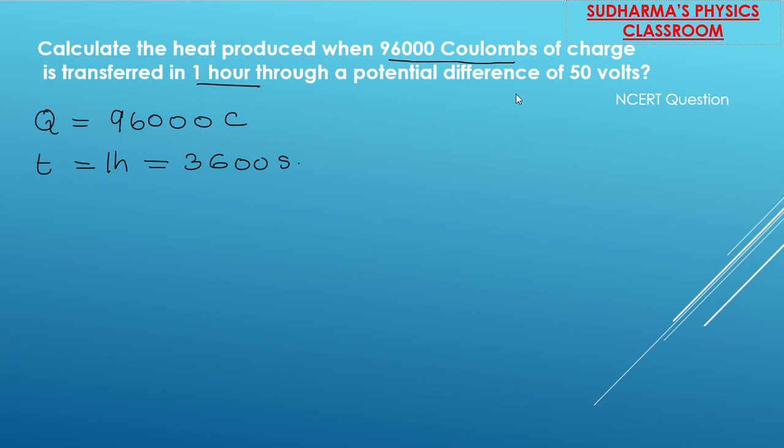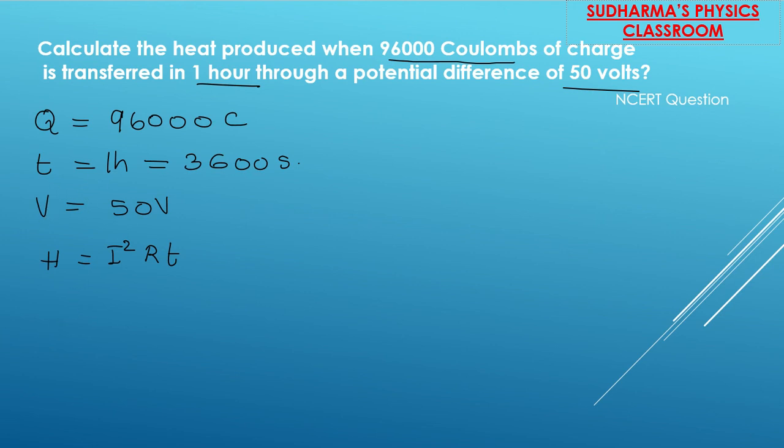Right? And voltage is given. V is equal to 50 volt. Now what is to be calculated? Calculate the heat produced. So we have to calculate the heat. H is equal to I squared R t. Right? This is our formula. So is current given here? No. Resistance is also not given. Right? Current we can find out. I is equal to Q by t. Right? I equals Q by t.